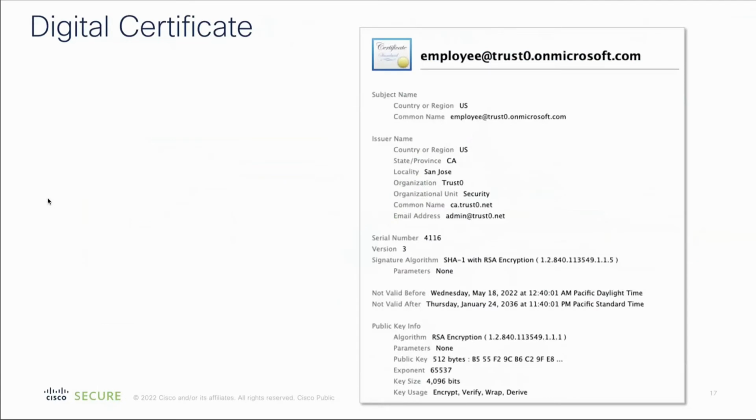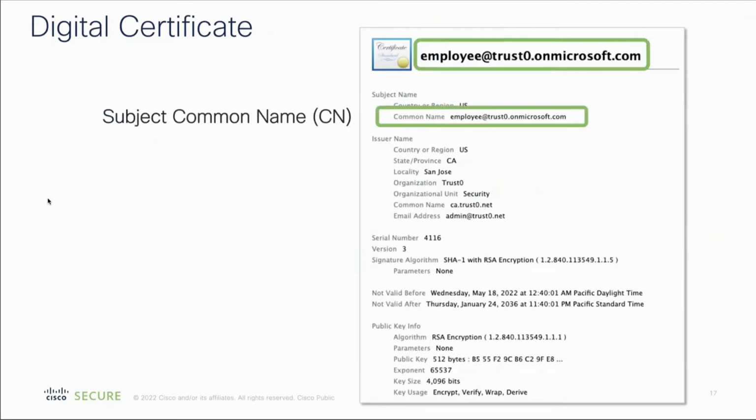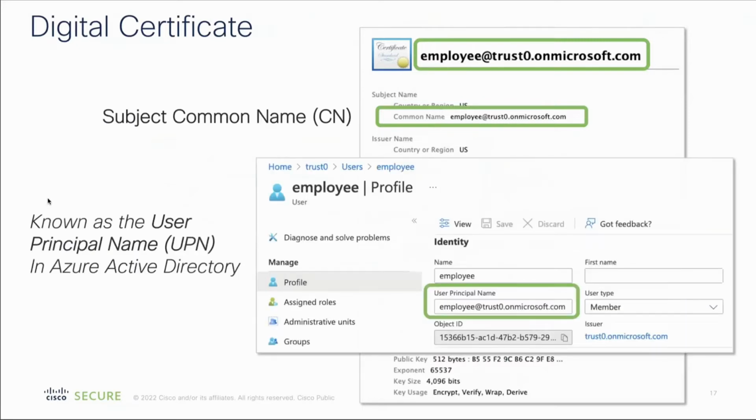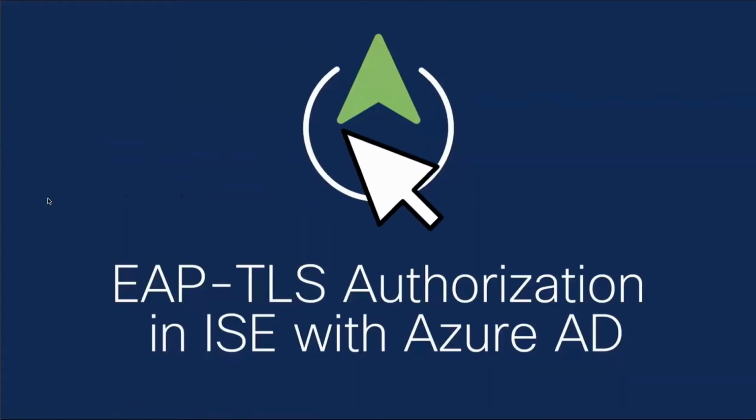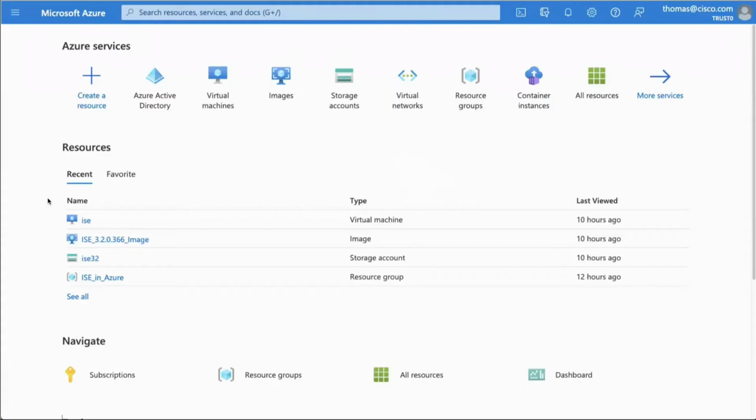And real quick, this is the digital certificate. Notice there's the subject common name. And inside of Azure Active Directory, you can see the UPN or user principal name. These things need to match. And that's how you can do an authentication. So real quick, let me show you what that looks like.